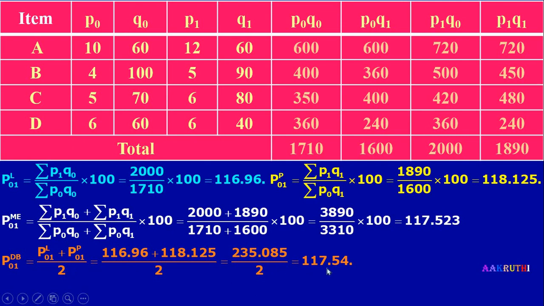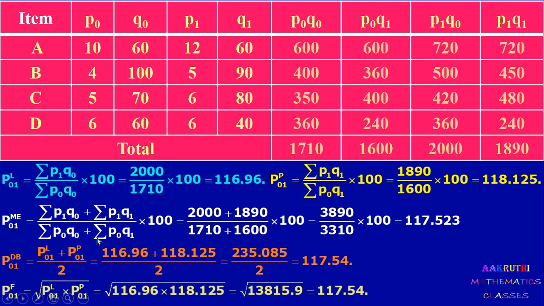So the answer is 117.54. Therefore the Drobisch-Bowley price index number is 117.54. Next we calculate Fisher's price index number. Fisher's price index number is the geometric mean of Laspeyres and Paasche's price index numbers, that is, the square root of P01 of L into P01 of P.